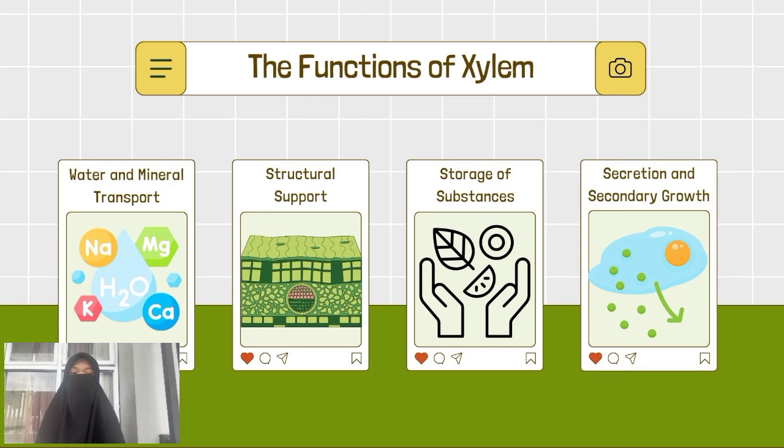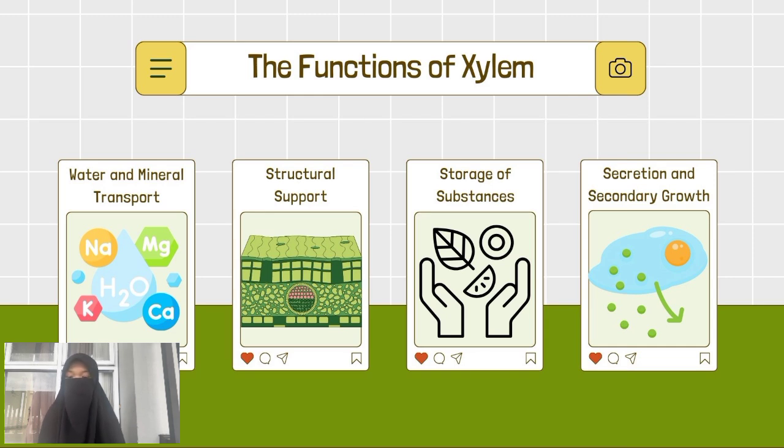For the third, storage of substances. Axial parenchyma and medullary ray parenchyma in the xylem system function to store water and nutrient reserves. This storage is critical for maintaining water balance in plants, especially during dry conditions or when the plant cannot absorb sufficient water from the soil.